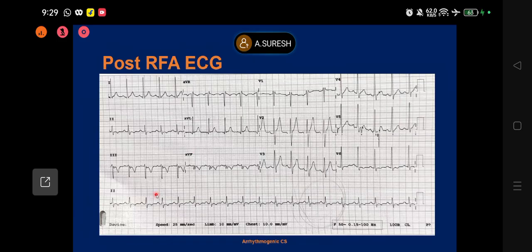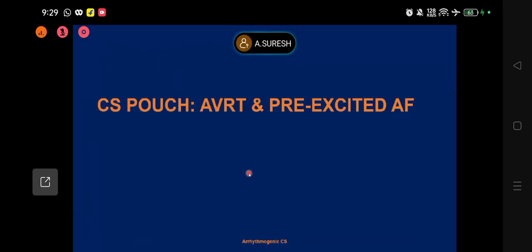So on the post-RFA ECG, there is absence of pre-excitation, there are memory T waves seen in lead 3 and lead aVF, and he is doing well. More than 2 years post-ablation he is doing well. So this patient had a CS pouch with AVRT and a pre-excited atrial fibrillation.